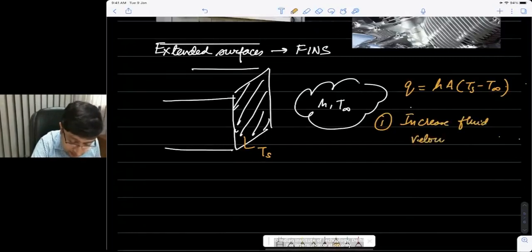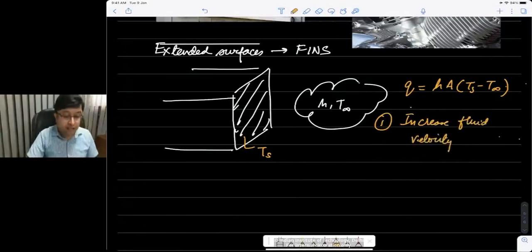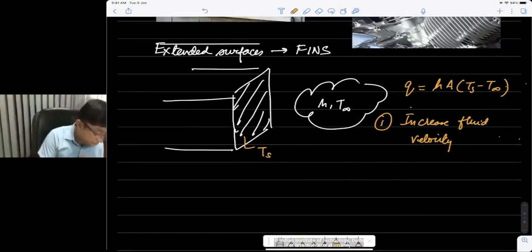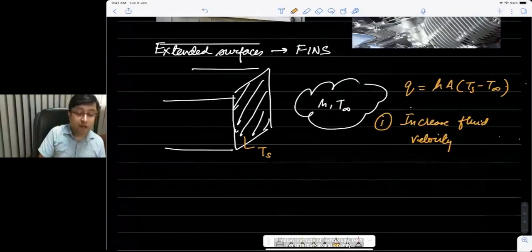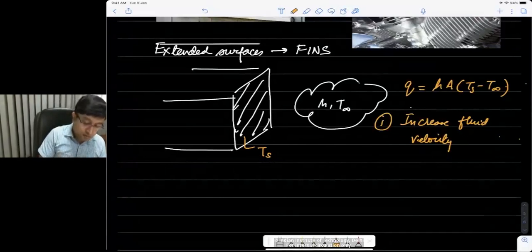The only problem with increasing fluid velocity is that it may not always be possible, because to increase the velocity you need an external power source, and sometimes an external power source may not be available. The second thing is that h can also be increased only to a certain limit. Sometimes you want a much higher rate of heat transfer, and the maximum possible increase that you can provide may not be enough to reach the level of heat transfer we require for safe operation of a device. So this may not always be possible.